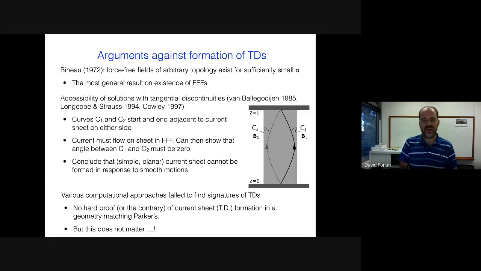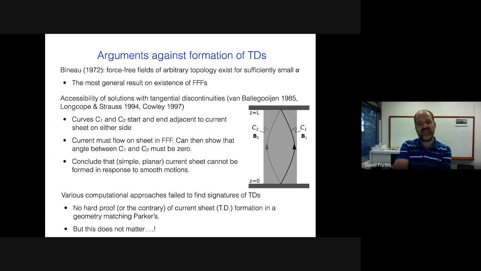Okay, just then highlighting a few of the arguments against the formation of tangential discontinuities. The most general result that we actually have on the existence of force-free fields is due to Binot almost 50 years ago. So in that paper, it was proved that force-free fields of arbitrary topology exist for sufficiently small alpha. So alpha here is the force-free parameter, as in curl B equals alpha B.